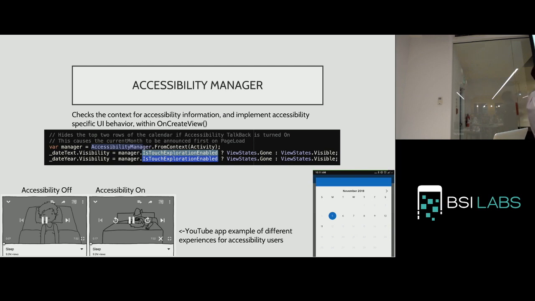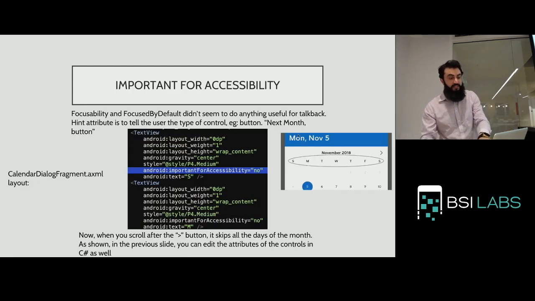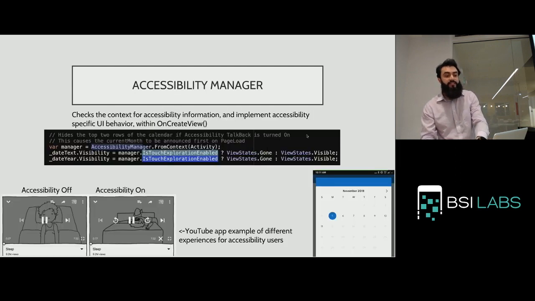The accessibility manager helps us do that, where it just checks whether or not accessibility is on. If it's on, then hide something. So if you look at it, it doesn't say the date. It used to say date Monday, November 5th. It doesn't say that anymore. We just hid it because there was an issue over there.